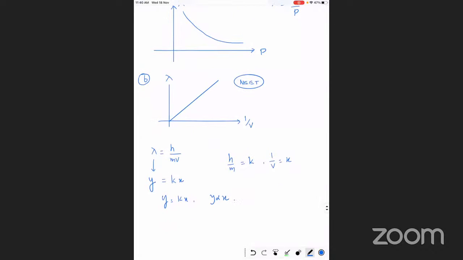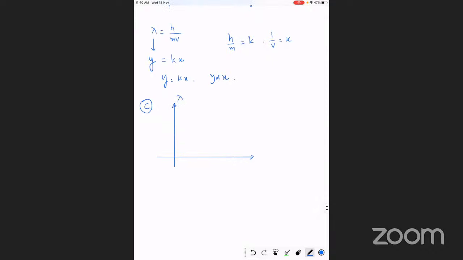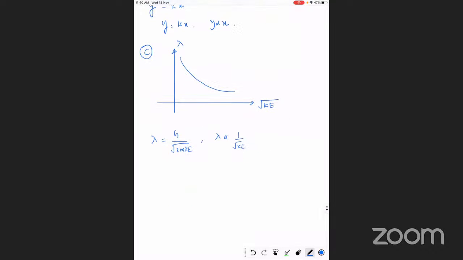Now, can you make a graph between lambda and under root kinetic energy? What should be the nature of the graph? Rectangular hyperbola. Okay, because the relationship is inverse, that's why it should be a rectangular hyperbola. Right? Option number D.